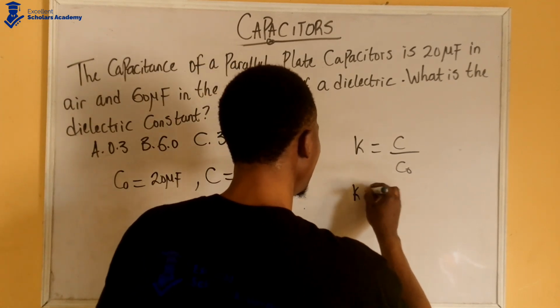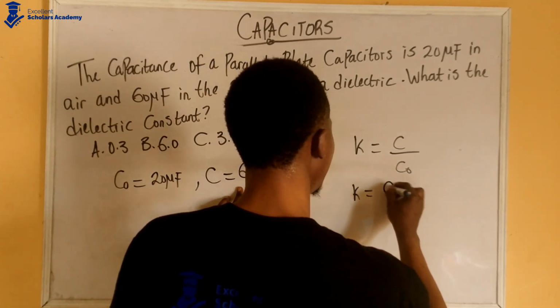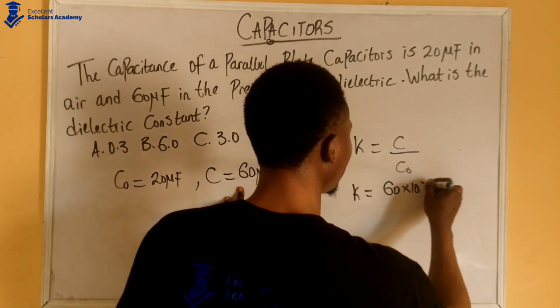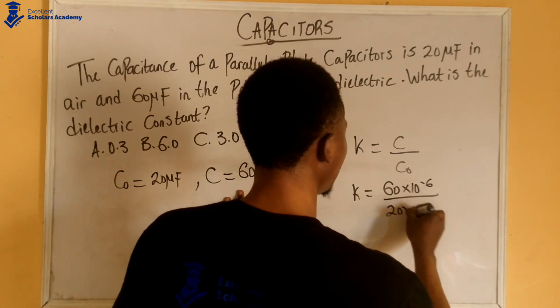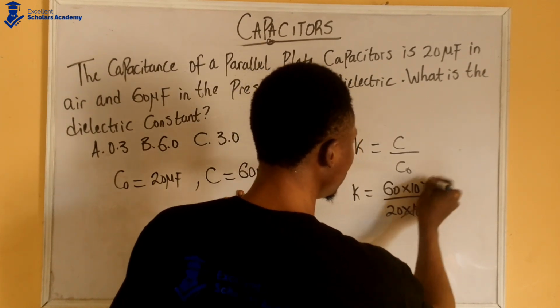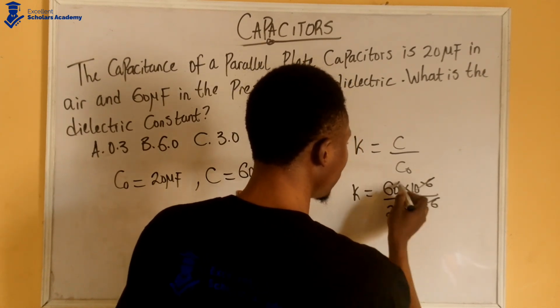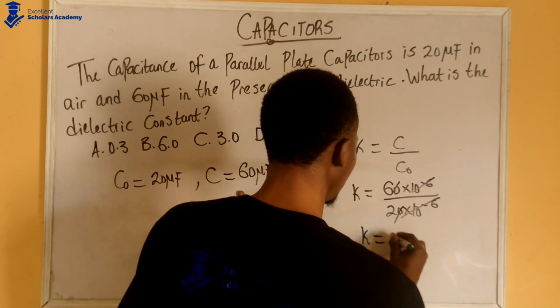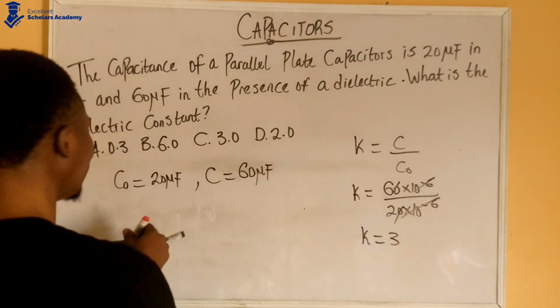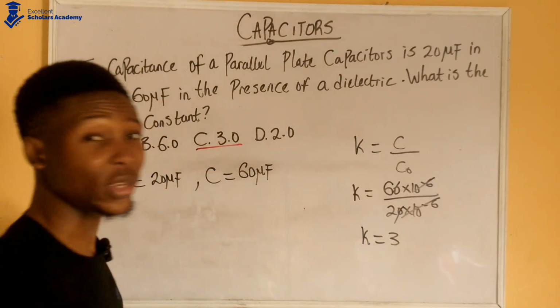So K is going to be equal to 60 times 10 to the power of minus 6 over 20 times 10 to the power of minus 6. Now, of course, this takes this away. So 0 cancels 0, 6 divided by 2, you have 3. So K is equal to 3. So our answer is option C, 3.0.